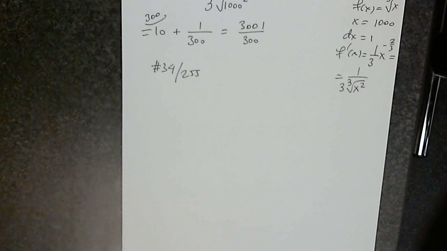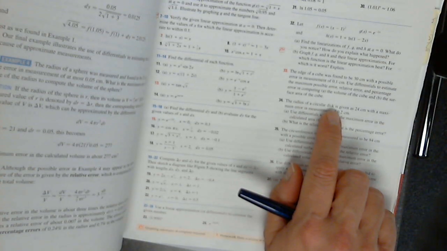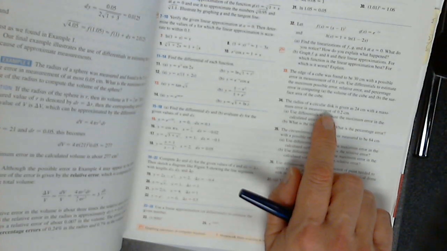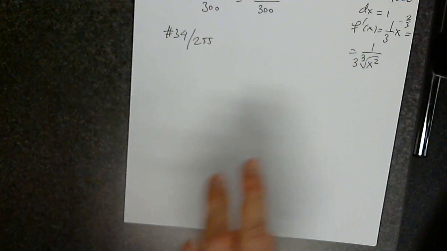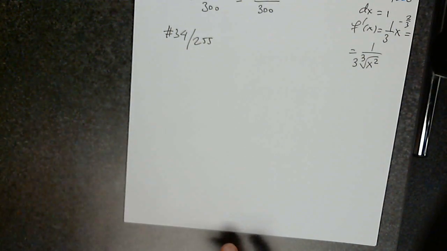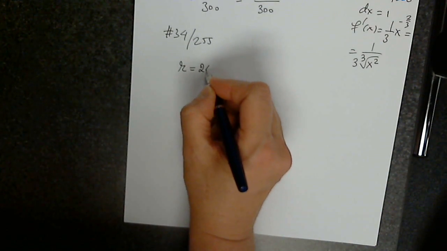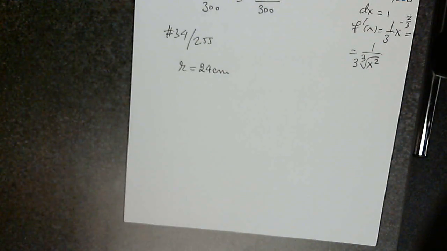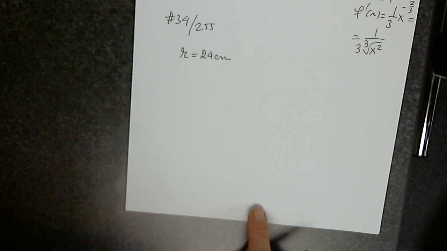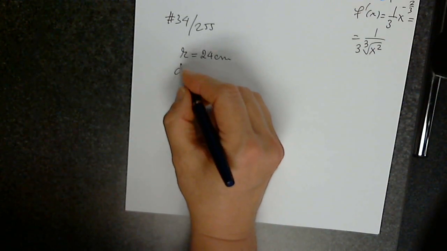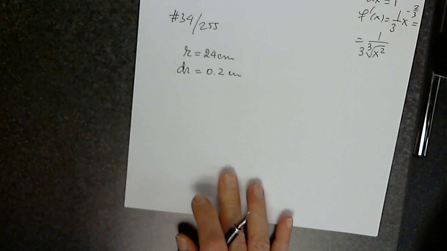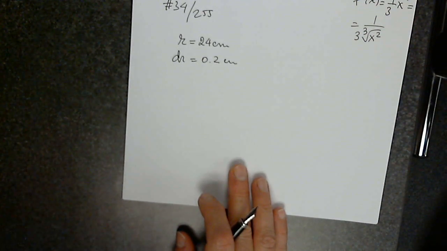So let's read the problem. The radius of a circular disc is given as 24 centimeters with a maximum error in measurement of 0.2. I refuse to read on before I identify what this means. The radius is given to be 24 centimeters, and I'm told the error in measurement is 0.2. What does that mean? dx is 0.2. In this case, dr is 0.2. Excellent. Now, part A.